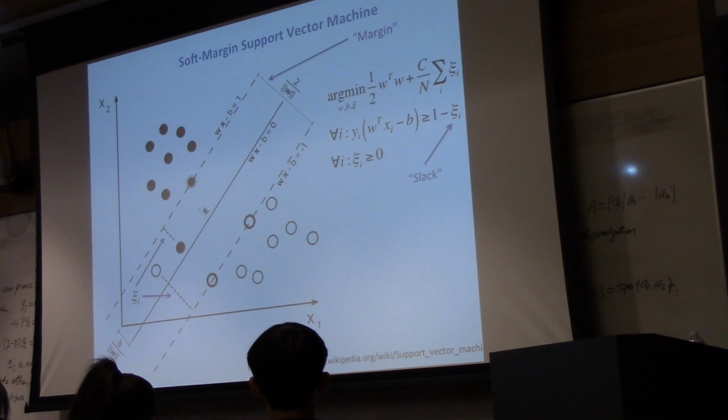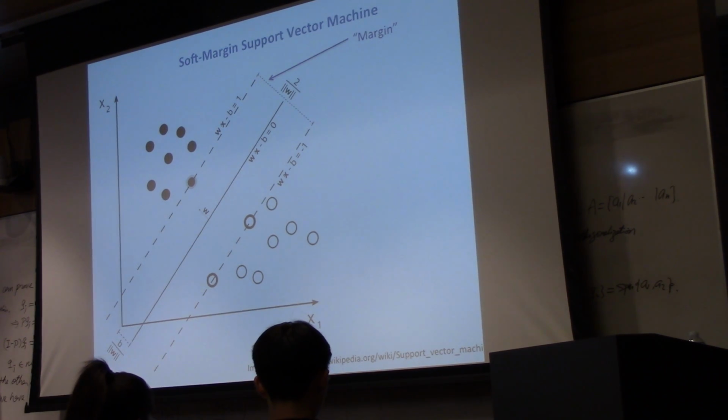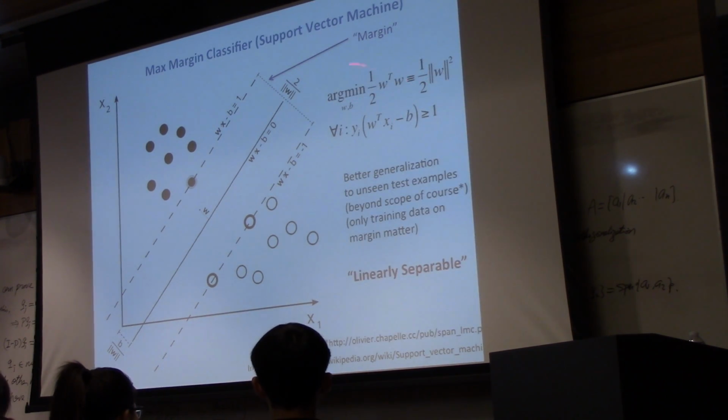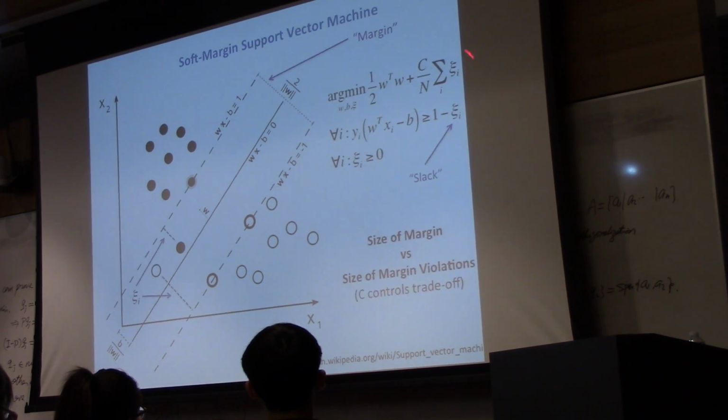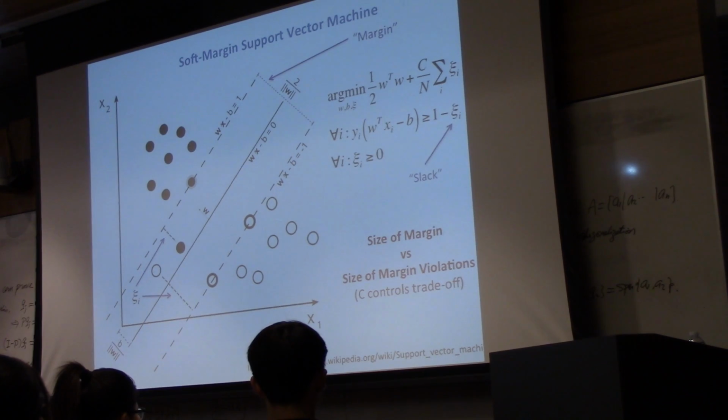Right? And so what happens now is that we still solve the exact same optimization problem, but we introduce what's known as a slack variable. In this particular formulation, we have one slack variable per training example. And how this works is that we want every training example to be classified beyond the margin minus a slack.